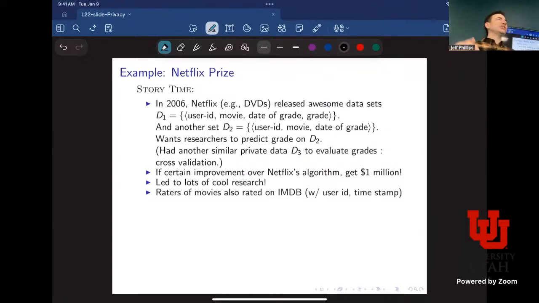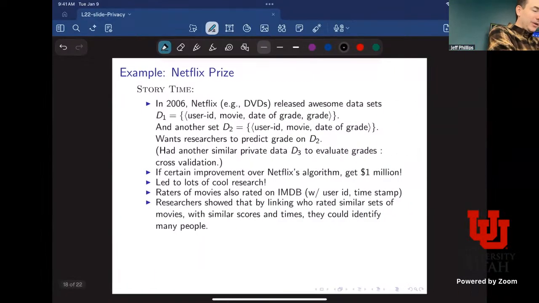But if someone was watching some naughty movie on Netflix, they didn't want to rate it on IMDb, they might not post that on IMDb, but Netflix had all their information. Okay, so there were some researchers who were able to link these data sets together. By finding people who rate similar movies with similar scores at similar times, they felt they could confidently identify 90% of people in the Netflix data set who had accounts at IMDb, right?